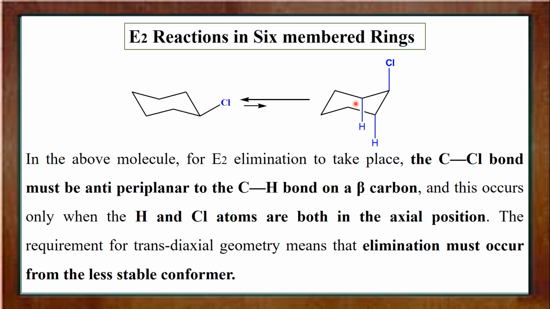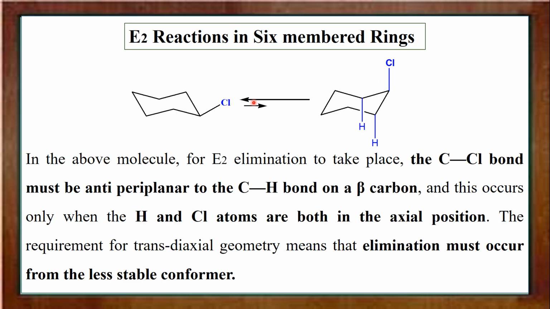We know for E2 elimination to operate, the two groups which are eliminated should be with a dihedral angle of either 0 degrees or 180 degrees. 0 degrees means they should be syn-coplanar. 180 degrees means they should be anti-periplanar.